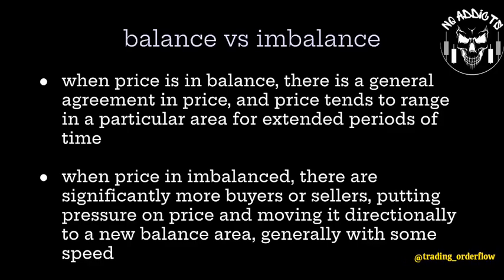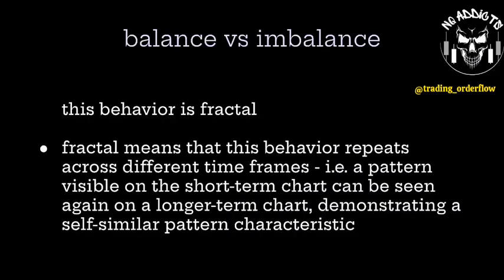So when price is in imbalance, there's significantly more buyers or sellers putting pressure on price and moving it directionally to what will ultimately become a new balance area. And this happens generally with some speed. You might have heard that the market spends 80% of the time ranging and 20% of the time trending. So that's technically what we have here.